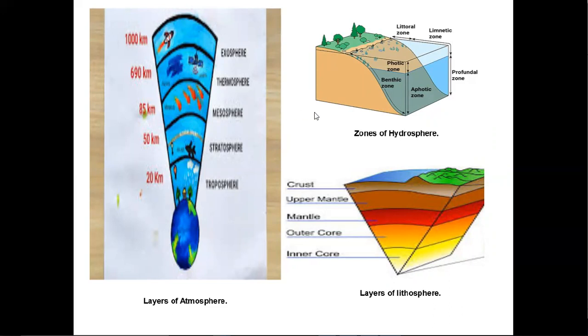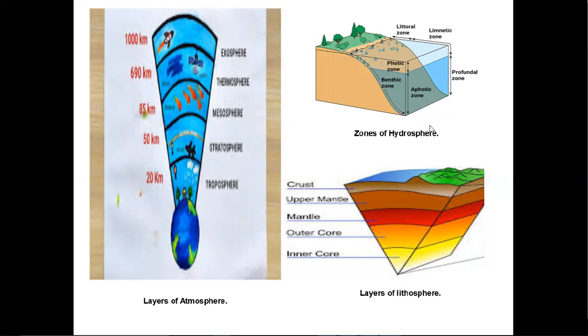And you can see here different zones of hydrosphere. Here is the photic zone, aphotic zone, benthic zone. There are different zones in the hydrosphere. Photos means light. The zone in which light can pass through is known as the photic zone, and the zone where no light is found is known as the aphotic zone. The zone where benthos are found is the benthic zone.